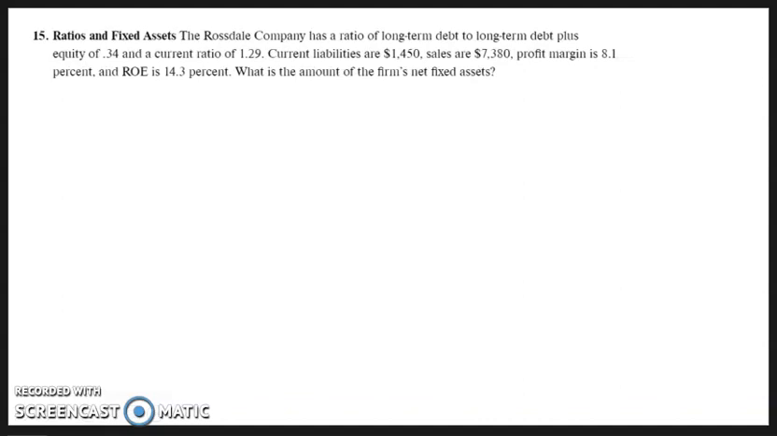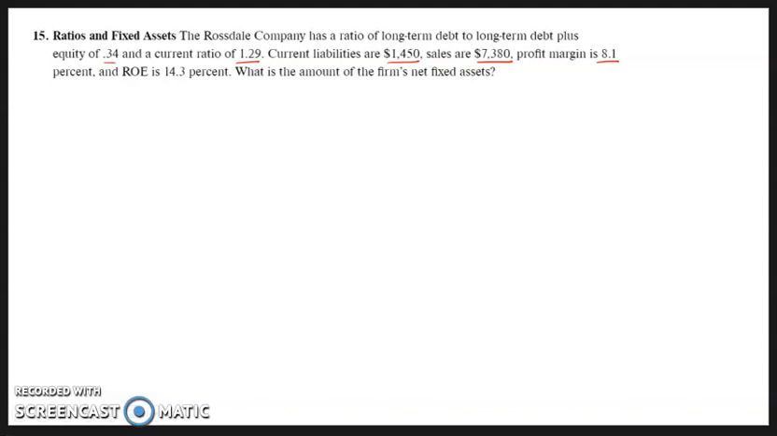The Rosedale Company has a ratio of long-term debt to long-term debt plus equity of 0.34, and a current ratio of 1.29. Remember that current ratio is current assets divided by current liabilities, so we'll use that later. Current liabilities is 1,450. Sales are 7,380, and profit margin is 8.1%. Profit margin is net income divided by sales. ROE is 14.3%, which is net income divided by total equity or common equity.